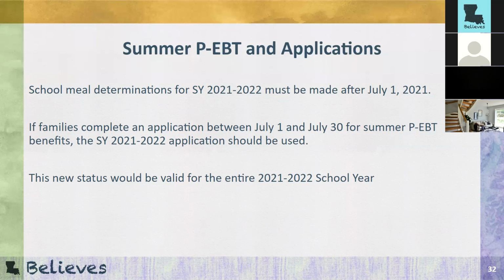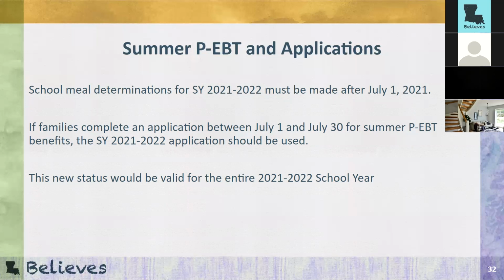Any application you receive from July 1 to June 30th is going to be in addition to any statuses at the end of any children that had statuses of free or reduced at the end of last school year. But if you process that application, that status is going to be good for this entire next school year. So it is going to be a status for the entire 21-22 school year.